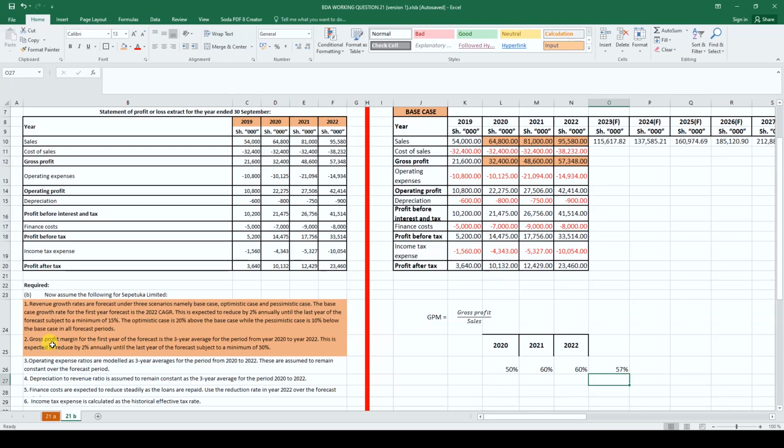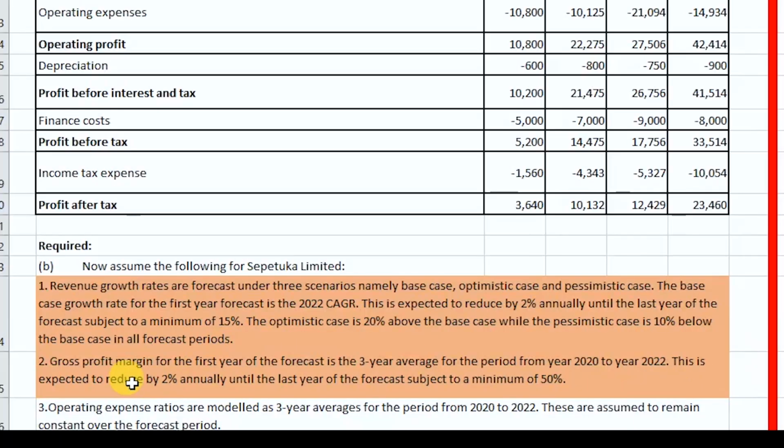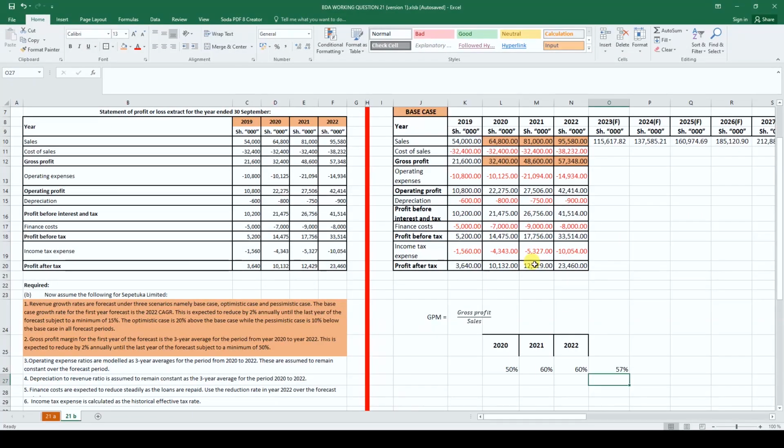So we say gross profit margin for the first year of forecast is the 3-year average from period 2020 to 2022. So we've picked the gross profits for 2020 to 2022. This is expected to reduce by 2% annually until the last year forecast, subject to a minimum of 50%. So that means the gross profit margin from the forecast of 2023 will be 57%. So we can put here 2023 will be 57%.